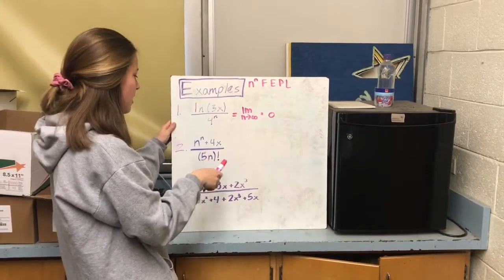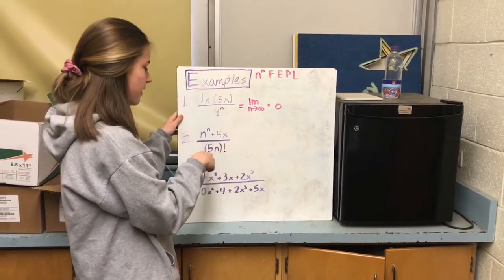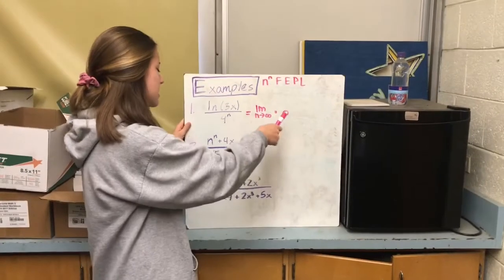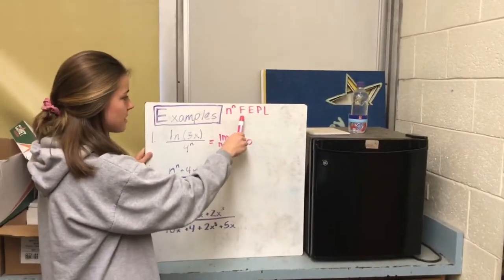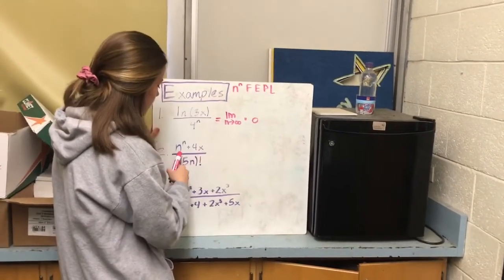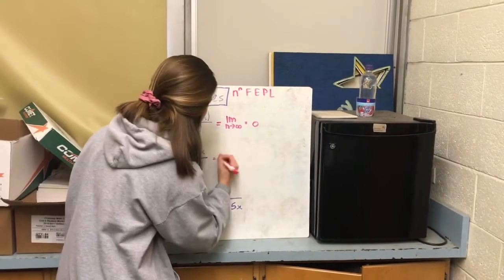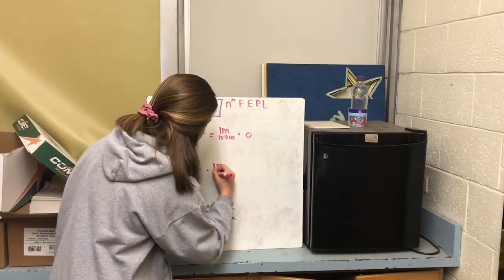And for the second one, we have n to the n plus 4 to the x over 5n factorial. So using our test again, n to the n grows faster than factorial. So the limit is top heavy. So the limit as n approaches infinity is infinity.